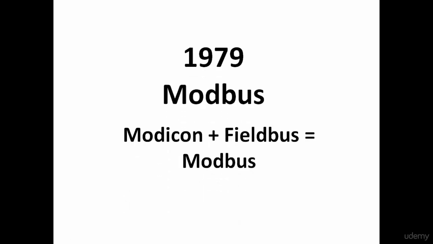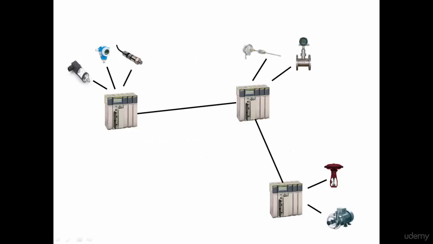So in 1979, Modicon came up with the Modbus protocol. Modbus stands for Modicon Field Bus, and together they make Modbus. Using the Modbus protocol, you could now interconnect all of the PLCs in the plant with a single communications cable and have them share data. This sharing of data via the Modbus protocol allowed the PLCs to coordinate their activities, resulting in a fully functional and effective plant control system.